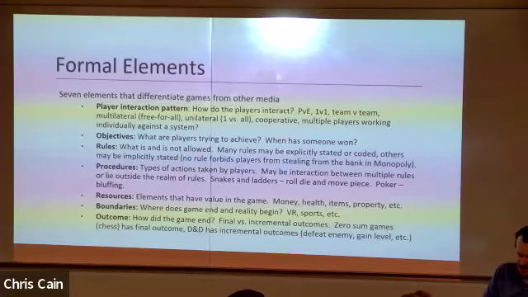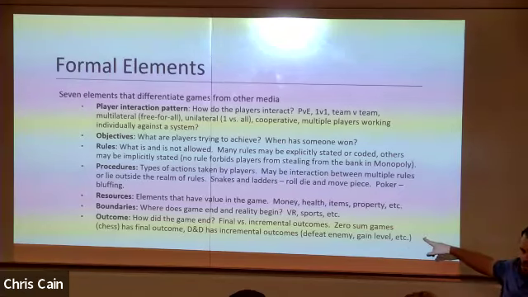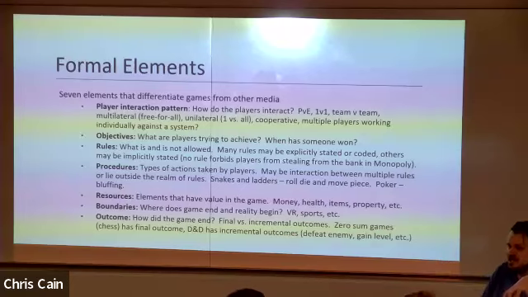Finally, we have outcomes. How does the game end? We have the concept of final versus incremental outcomes. A final outcome ends the game. An incremental outcome moves you closer to an outcome. So something like a zero-sum game, if you've heard of that term before, just means that what one player gains, the other player loses. In chess, if you're playing white and your opponent is playing black, any gains that you make toward winning the game are necessarily progress that is lost by the opposing player. Once you reach 100% win probability, by nature, the opposing player has a 0% win probability.